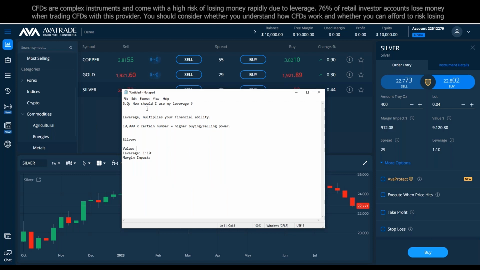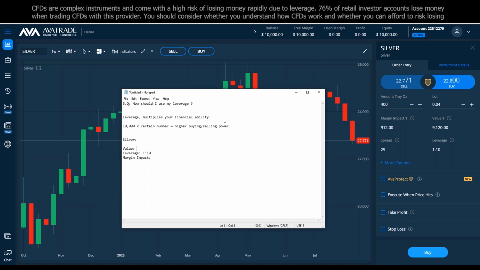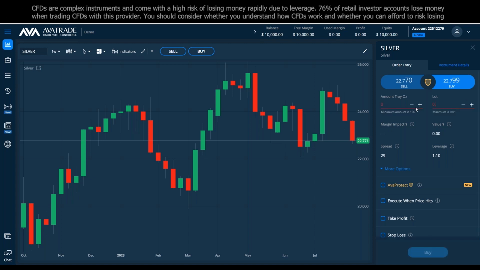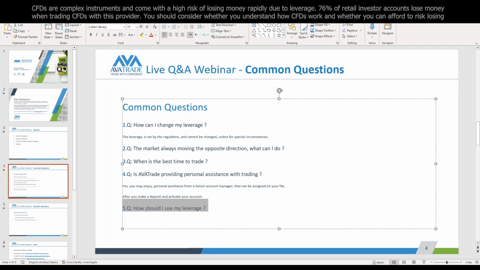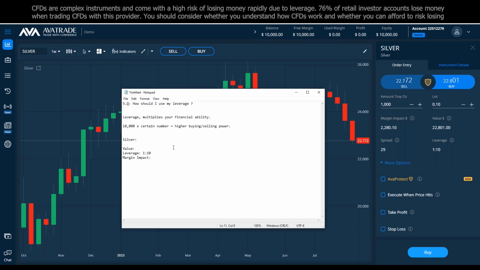Yeah, so as I was showing, how should I use my leverage? As you can see, silver here is sitting at 22.7. Let's suppose that we would like to take 400, which is affordable with what we have at the moment, so I would like to increase it. There we go. Now if I want to take a buy with silver, let's look at the price here. The price is 22.7, and we would like to acquire 1,000 units. It means that the value is 22,800.